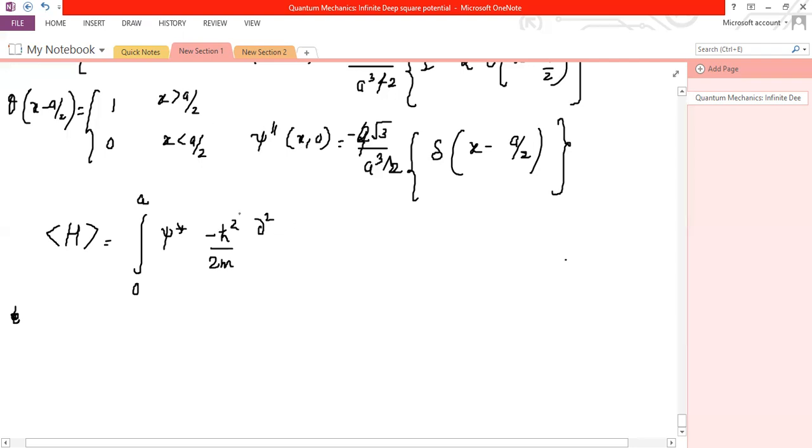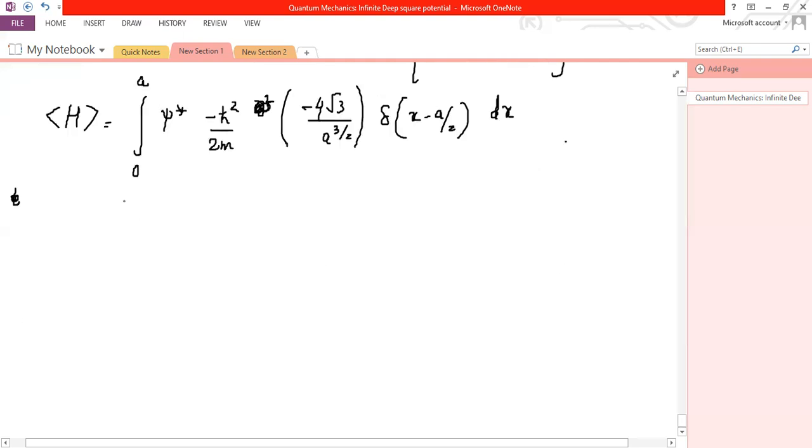And I know that del square psi upon del x square is this entire thing. So I'll write minus 4 root 3 upon a raised to power 3 by 2 Dirac delta at x equal to a by 2. And this psi star is what? I know my psi star is simply, okay, so minus h bar square upon twice m goes out, and this minus minus will become plus. So you will have a 4 root 3 upon a raised to power 3 by 2 here.